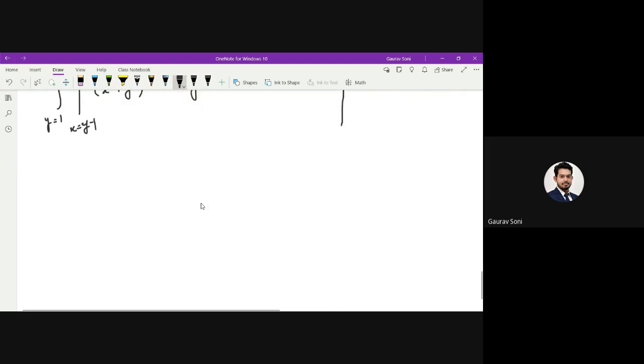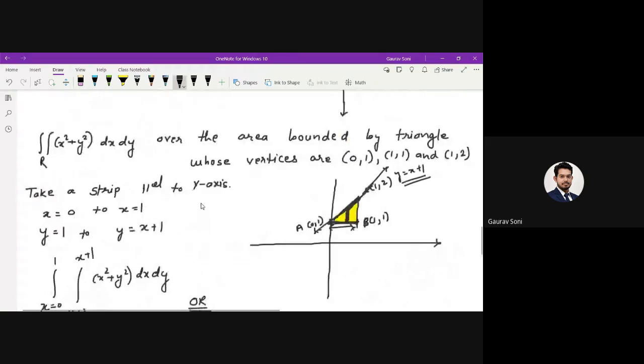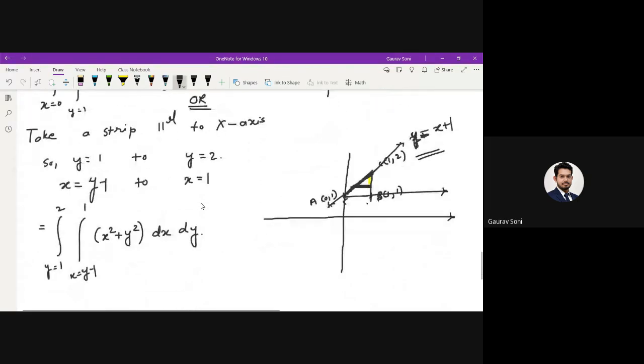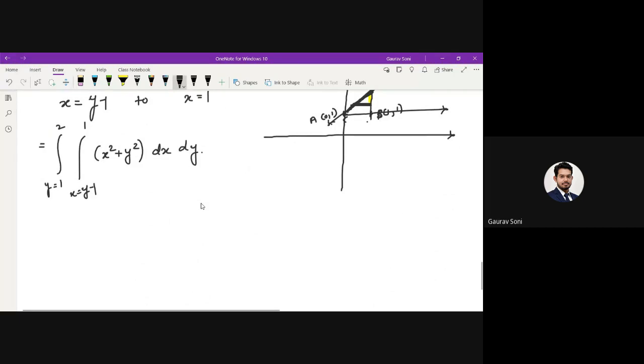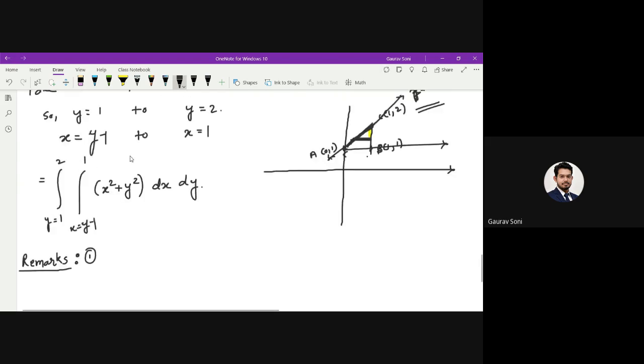We'll solve some more examples in the next lecture where the limits are not provided. We will give the limits and we'll solve the example. I'll conclude the lecture by taking this remark. I hope there is no difficulty in this.